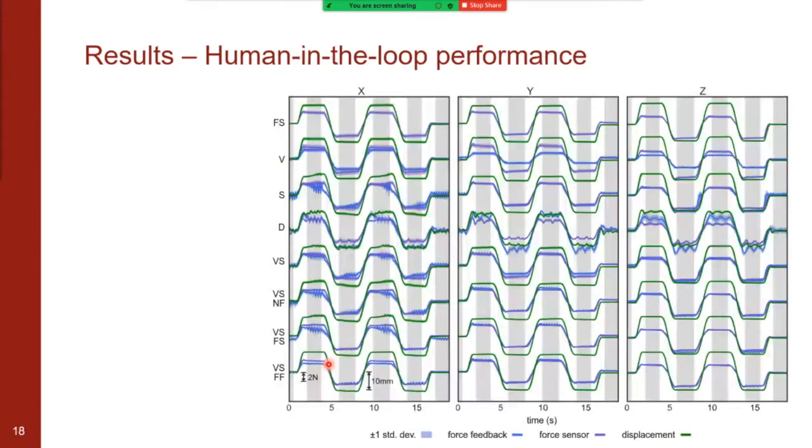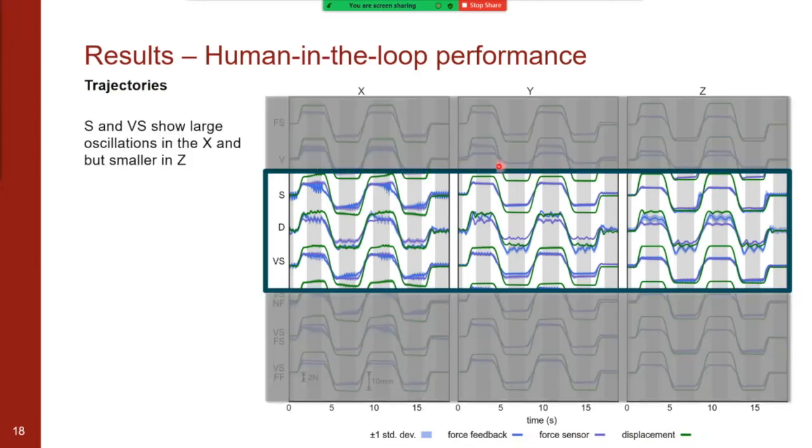So for the human in the loop experiment, we thought that trajectories of force and displacement can provide a useful overview of the transparency and stability behavior, with the force feedback being the blue, the force sensor ground truth being the purple, and displacement being the green. Here, we can see that with our state-only network there are large oscillations. Also for the multimodal one, there are large oscillations that spill over to the displacement in X and Z, with the vision state also having some of these oscillations in the Y axis.